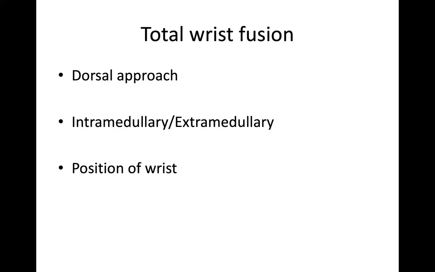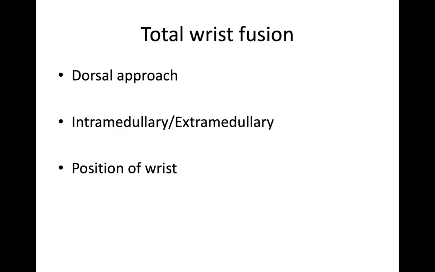So the total wrist fusion, always through a dorsal approach. You can do it with either intramedullary or extramedullary fixation. The intramedullary is a Steinmann pin, and we really only do that for rheumatoids with soft bone and poor soft tissue. The extramedullary is the better option with a plate and screws, which is stronger, more robust fixation. And that's what we do it for in a post-traumatic OA usually.